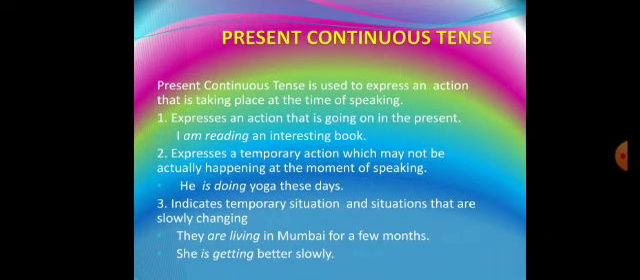And present continuous tense expresses a temporary action which may not be actually happening at the moment of speaking. So when it is the moment of speaking, that thing actually was not happening. Like he is doing yoga these days. That means he is doing yoga these days, not now, but I am speaking about it now. And present continuous tense indicates temporary situations or situations that are slowly changing. For example, they are living in Mumbai for a few months. She is getting better slowly. So she is obviously getting better but slowly.